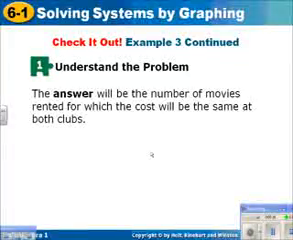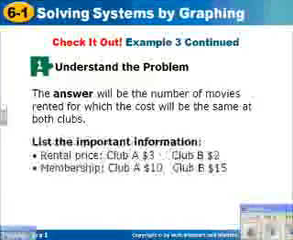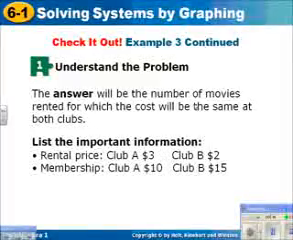So when you go through solving a word problem, the first thing you have to do is understand the problem. So the answer will be the number of movies rented for which the cost will be the same at both clubs. And then you always have to list what your important information is. Well, you know the rental price at Club A was $3 and at Club B was $2. You know the membership cost for Club A was $10 and at Club B was $15.